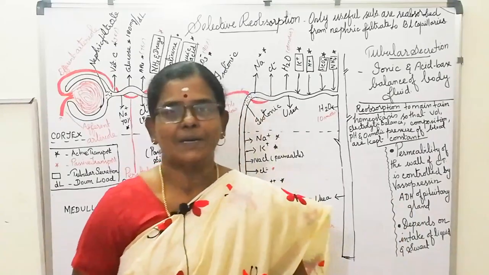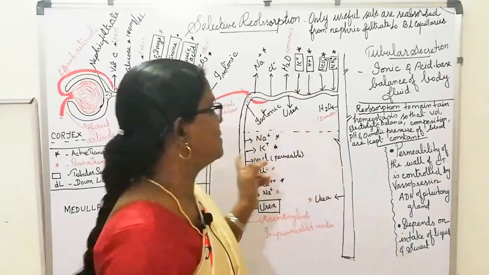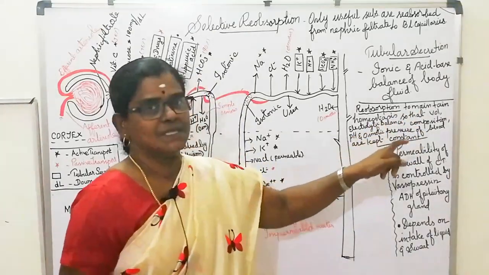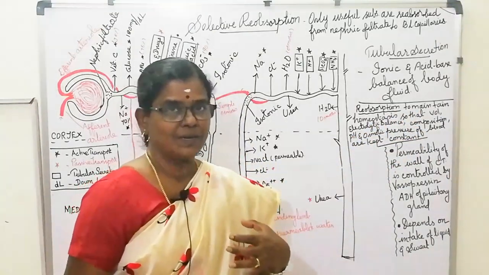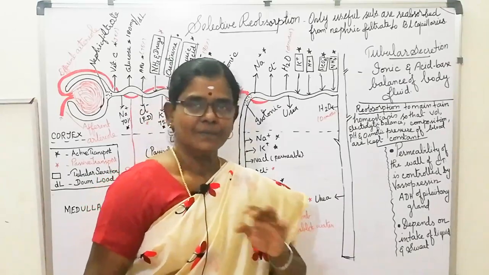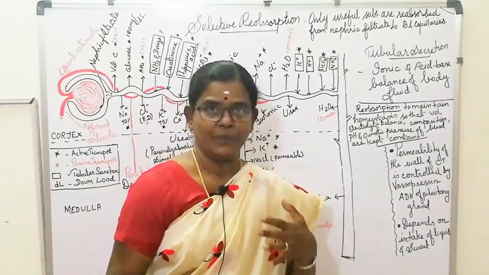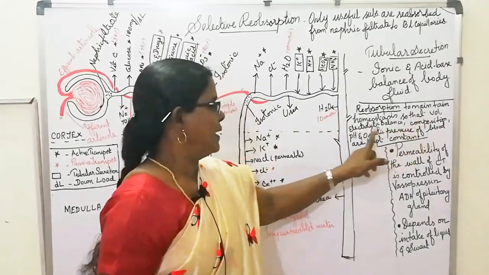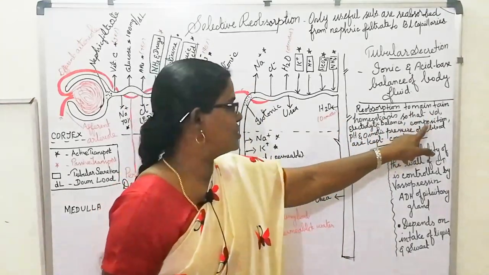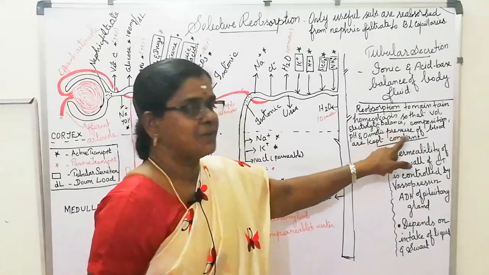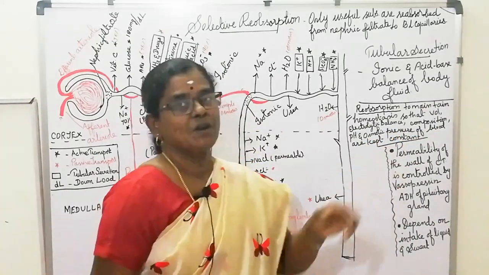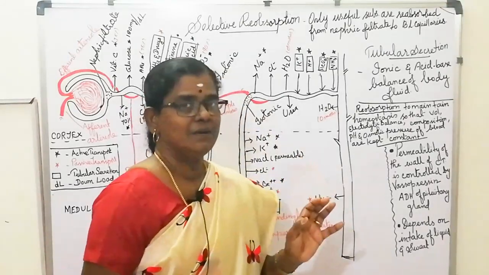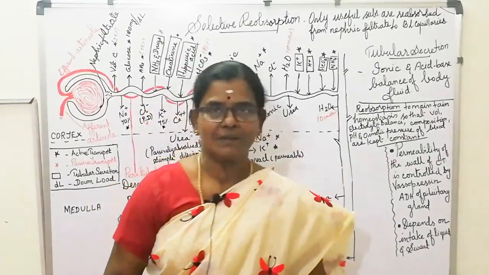Okay? So, now we can see this reabsorption function. What is the homeostasis? Homeostasis is our body environment. A constant environment is maintained in our body. Volume, electrolyte balance, composition, pH, osmotic pressure of the blood are kept constant. This is the main function of reabsorption. Okay? That is the help.